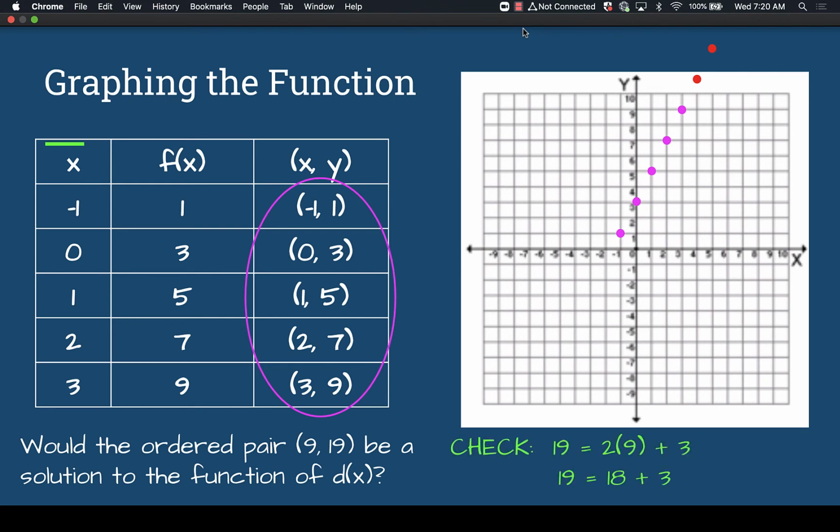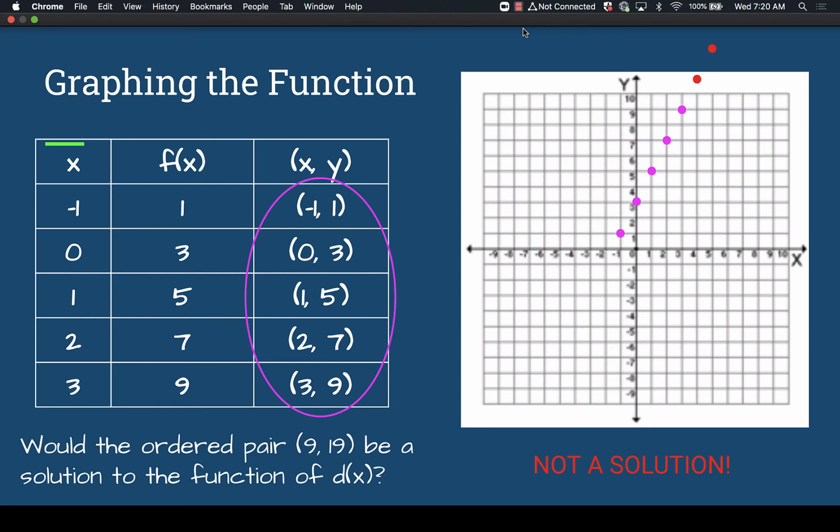So check. If you plug in 9 to our same function, 2x plus 3, do we get out 19? Well, plugging in 9 should have given us 18 plus 3, which is 21. 21 is not the same as 19. We did not get the correct output, so it is not a solution. 9 coffees does not cost $19.